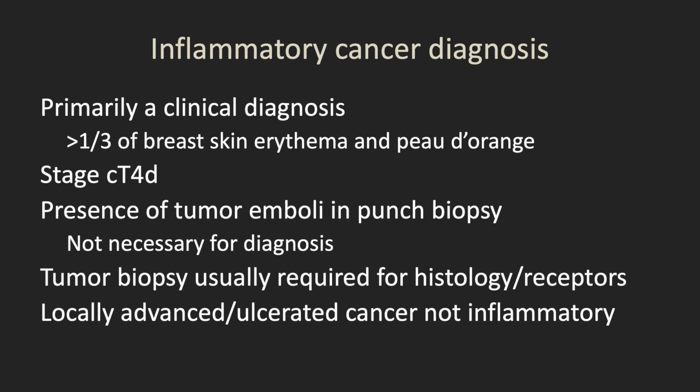Just to mention quickly a little bit about the diagnosis of inflammatory breast cancer. This is primarily a clinical diagnosis where more than a third of the breast skin has erythema and peau d'orange, and it is defined, as we said before, as clinical stage T4D. It can be diagnosed by the presence of tumor emboli within a skin punch biopsy, but you don't have to have this for the diagnosis. And you usually have to have some kind of a tumor biopsy to be able to have full histology and receptor studies, even in the presence of a positive skin biopsy.